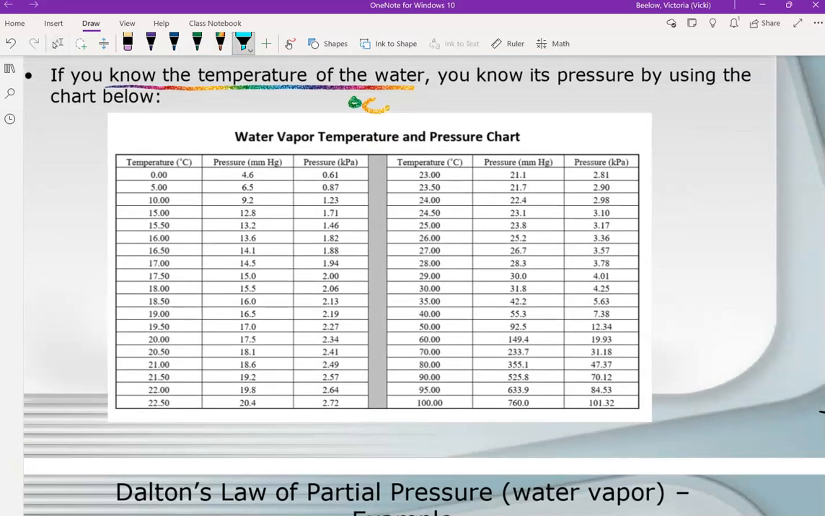So let's say that I measured the water temperature and it's 23 degrees Celsius. Then I would actually know the PH2O, which is the pressure of the water. And this chart provides it, this is what you get on your equation sheet, and it's being provided in mmHg and kPa.